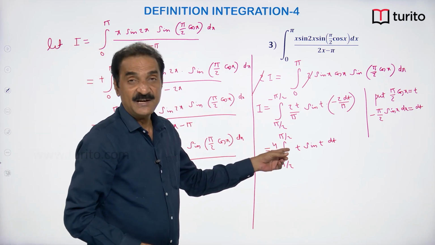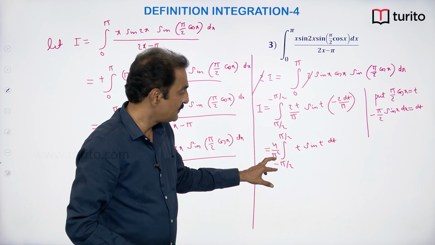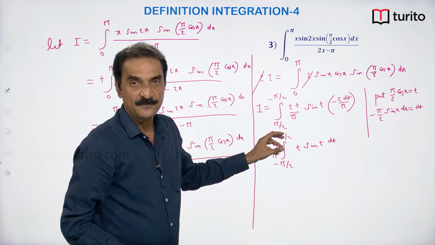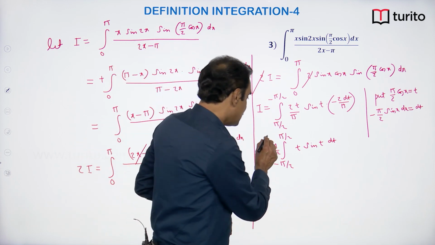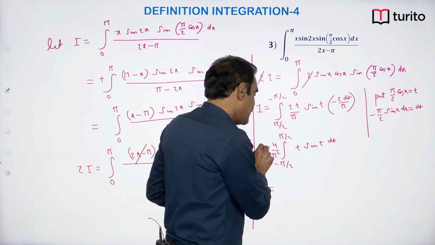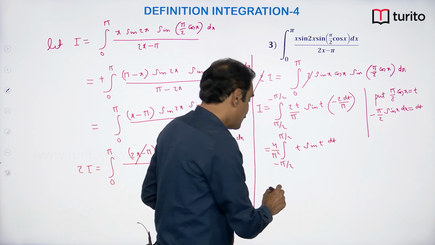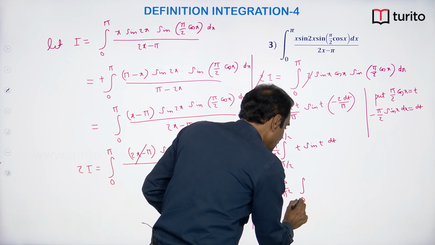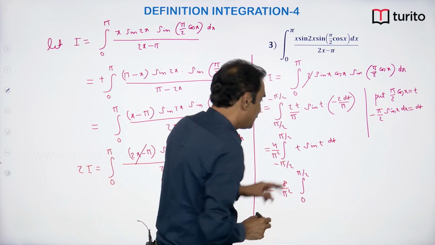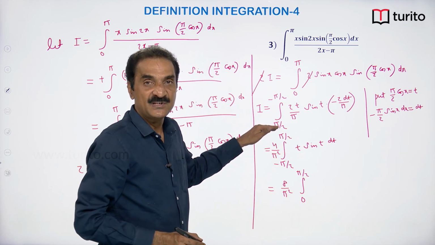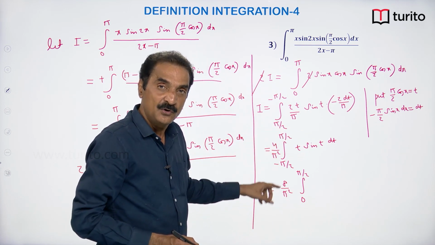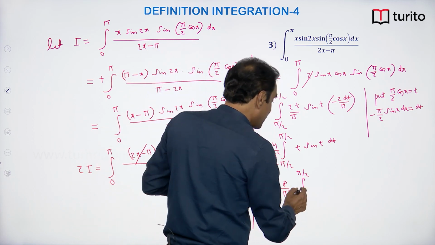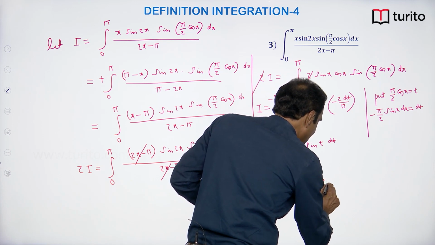Now t sin t is an even function. Limits are minus pi by 2 and plus pi by 2. So what can you do? Use the property of even function. We can write this as 2 integral. 2 means 4 by pi square into 2 becomes 8 by pi square integral 0 to pi by 2. If the function is even, integral minus a to plus a f of x dx can be written as 2 integral 0 to a f of x dx. So it becomes 8 by pi square integral 0 to pi by 2 t sin t dt.